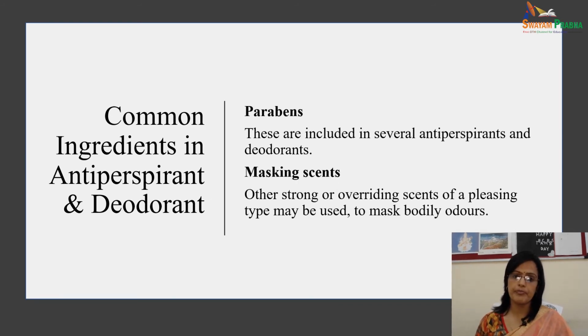Parabens are included in several antiperspirant and deodorant preparations. They help to ensure the product will last for a longer time. Masking essence: other strong overriding essences of pleasing type may be used to mask bodily odor. Generally, synthetic aromas or plant extracts are used for this purpose.